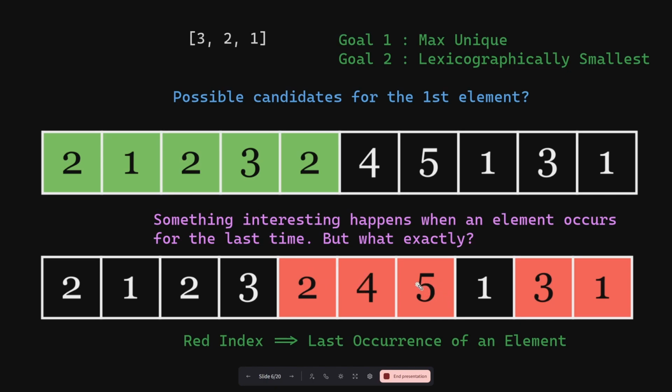Now it is easy to see that the final length of the subsequence will be equal to the number of red boxes, which will be equal to the number of unique elements in that array. But we still need to explore what is special about these red boxes and what exactly happens at each of these red boxes.